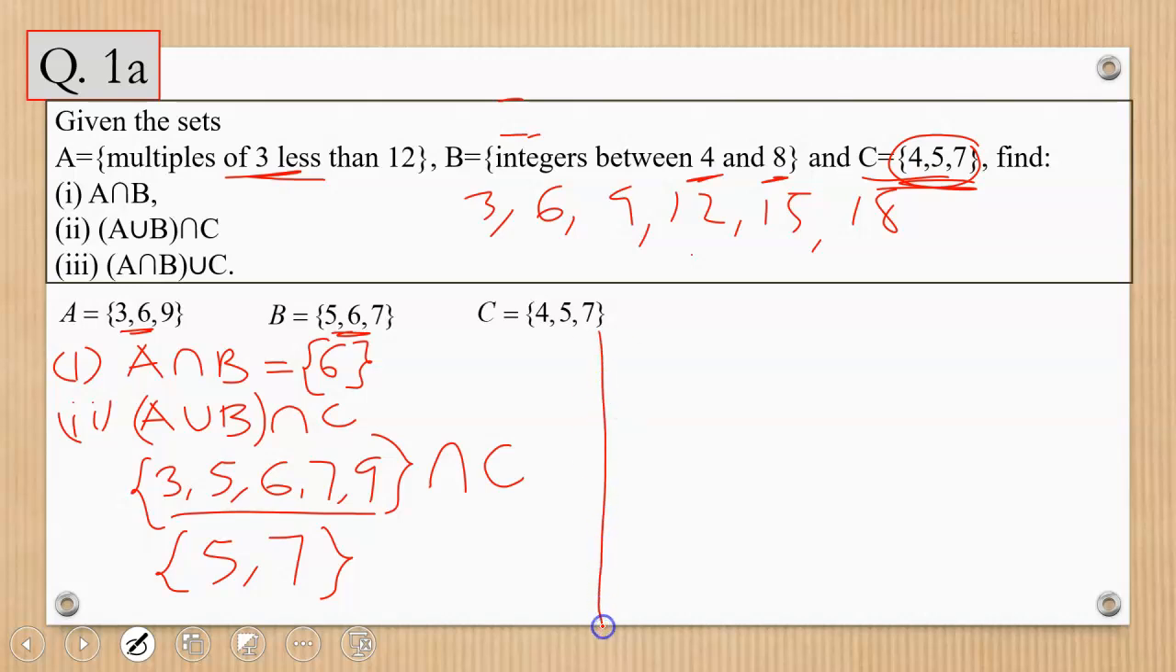Then we look at the last question there, which says A intersection B all together union C. Okay, so again, we do the bracket first. So let's do the intersection first.